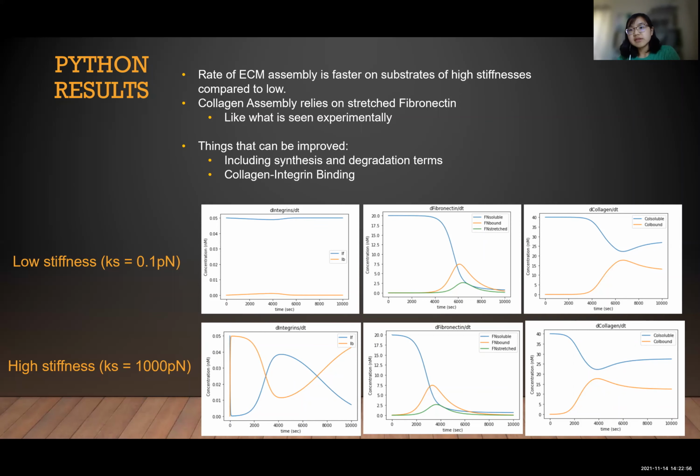There are also things that can definitely be improved on this model, for example, including synthesis and degradation terms for collagen and fibronectin, because we know that there will be continuous turnover in these proteins in an actual tissue environment. And another thing that could be incorporated to improve accuracy is incorporating this collagen integrin binding as well, because we know that collagen can bind to cells independently of fibronectin.